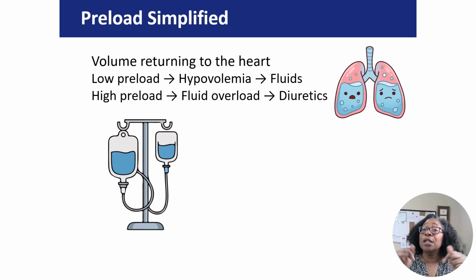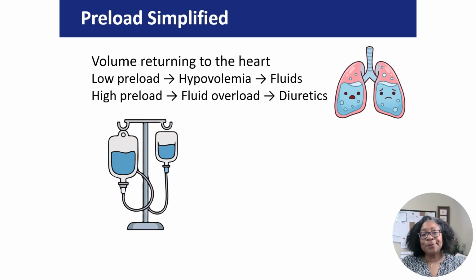When preload is low, that means that there are lower amounts of blood returning to the heart. And that would be caused by bleeding, dehydration, you don't have enough volume, diuretics, which is causing you to have less volume, or septic vasodilation. And so the signs that you will see on your patient would be hypotension, tachycardia, flat neck veins. And so when your patient has a low preload, you're going to see orders for fluids.